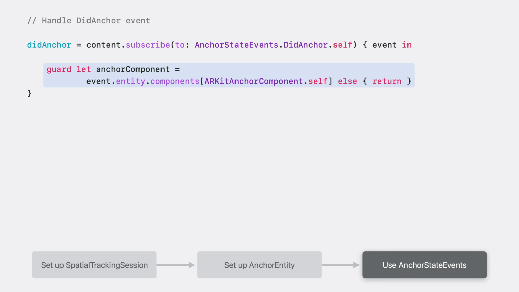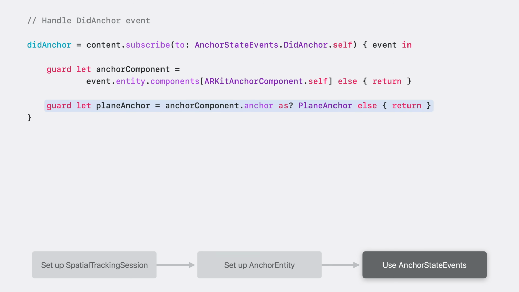I can access this data by utilizing the anchor property of the ARKit anchor component. To use the anchor property, I'll have to cast it to its ARKit anchor type. In this case, I'll try to cast it to a plane anchor since my anchor entity is set up to look for planes.